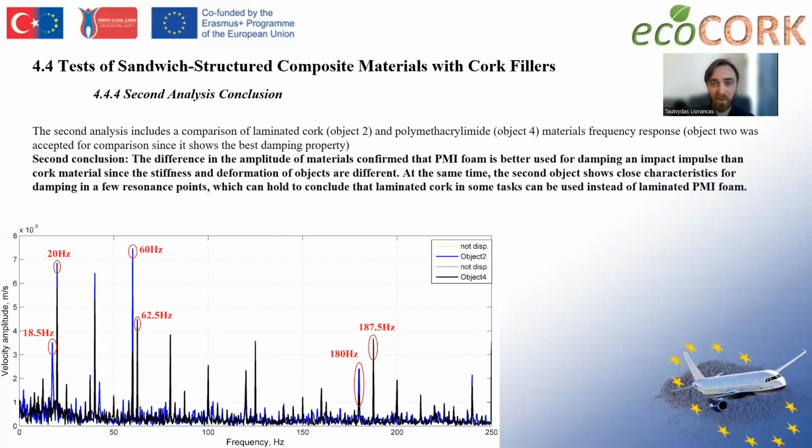At the same time, the second object shows close characteristics for damping in a few resonance points, which leads us to conclude that laminated cork in some tests can be used instead of laminated PMI foam. What this means is that we can use cork as a good substitute with very close properties. Meanwhile, in aviation, PMI foam is mostly used. However, it is non-recyclable and non-reusable. So if cork material can have very similar mechanical properties, that means it will have quite a significant advantage overall.